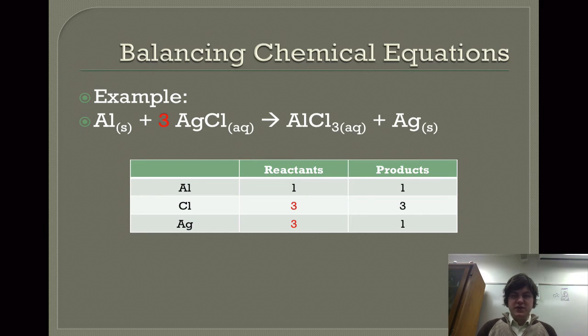What we can do is put a 3 in front of the silver on the product side, and that will increase the number of silver on the product side to 3. We can double check. It looks like it's balanced, but if we count the aluminum on each side, there's 1 atom. If we count the chlorine on each side, there are 3 atoms. And if we count the silver on each side, there are 3 atoms. So this is a balanced chemical equation.